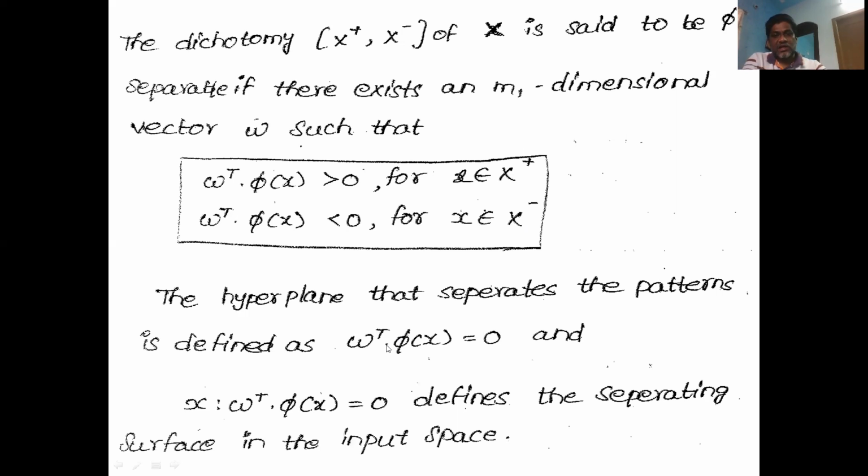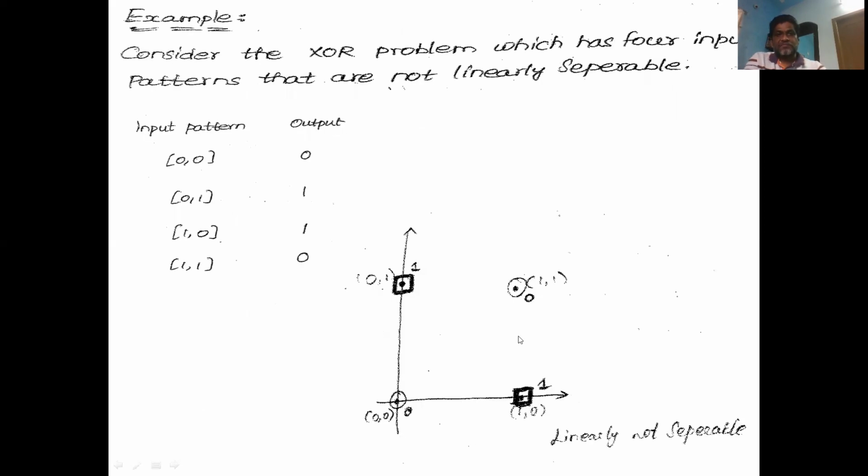Okay, so this line w power t into phi of x is equal to 0 becomes a straight line that linearly separates the input patterns into two classes. So that is the separating surface. We can say like this: the x defining w power t into phi of x is equal to 0 will become the separating surface of the input space. The original input space can now be linearly separable. Okay, so this is what Cover's theorem says, and we have seen some technical terminology also to understand that Cover's theorem.